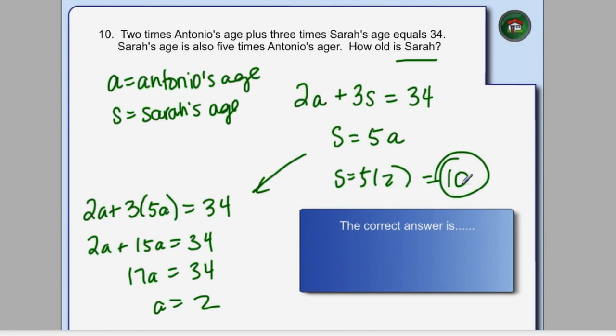2 times Antonio's age plus 3 times Sarah's is 34. So 2 times 2 plus 3 times 10 is 34. And Sarah's age is 5 times Antonio's. So Antonio's 2, Sarah's 10. So the answer is 10.